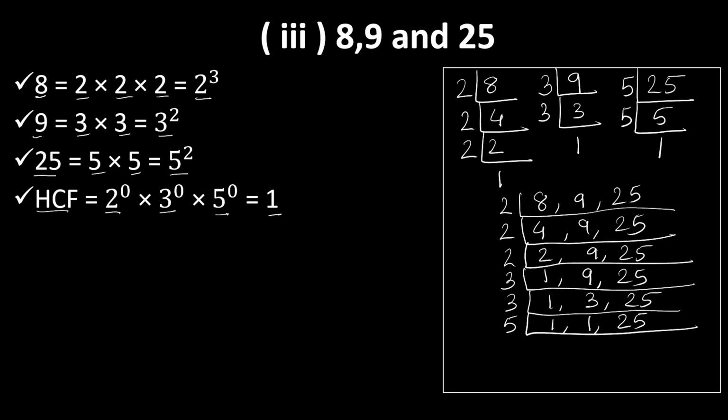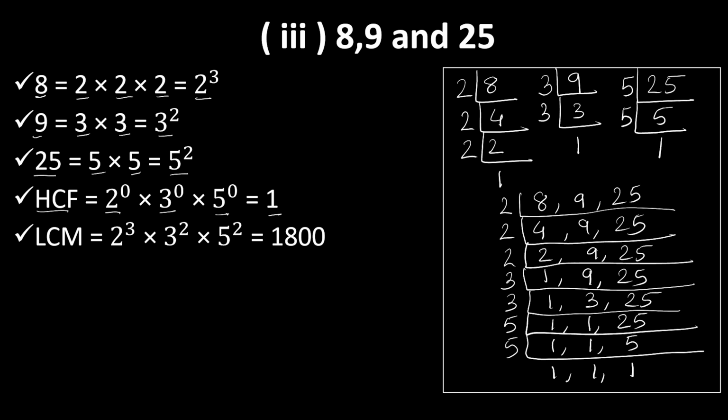If we divide it with 5, we are going to get 1 here and 5 here. Finally, dividing it with 5 will give us 1, 1 and 1 over here. So, we will write down the LCM as LCM is equal to 2 raised to 3 into 3 raised to 2 into 5 raised to 2. Observe, 2 is occurring thrice, 3 is occurring twice and 5 is also occurring twice. So, therefore, we are writing 2 raised to 3 into 3 raised to 2 into 5 raised to 2, which will be giving us 1800.